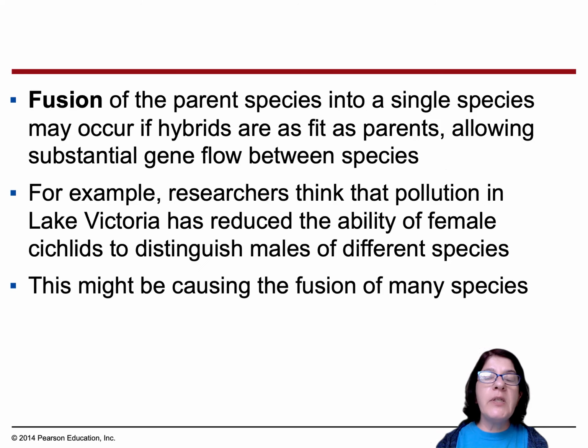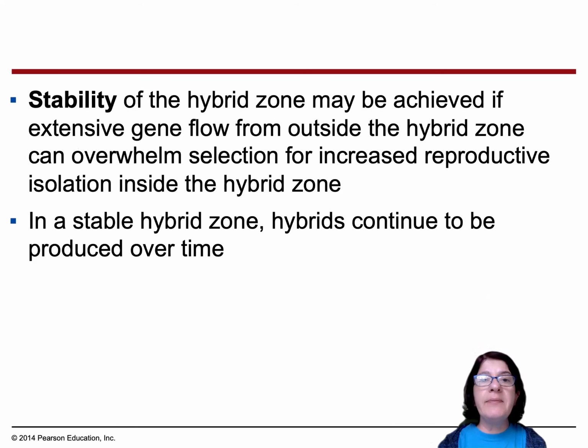Fusion of the parent species into a single species may occur if hybrids are as fit as the original parents, allowing for substantial gene flow between the species. And this may cause the fusion of many genes. Stability of the hybrid zone may be achieved if extensive gene flow from outside the hybrid zone can overwhelm selection for increased reproductive isolation inside the hybrid zone. In a stable hybrid zone, hybrids continue to be produced over time.